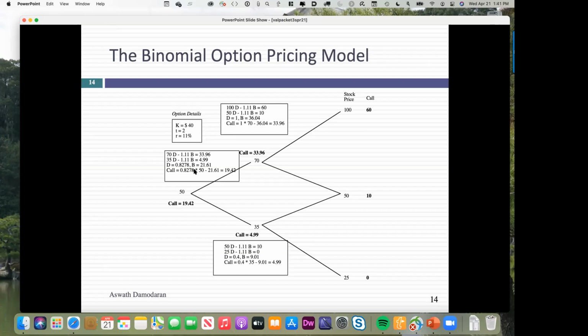I move back to today, and already you can see why you've got to start at the last stage and work backwards, because the only time you know the cash flows precisely on the call is when it expires.